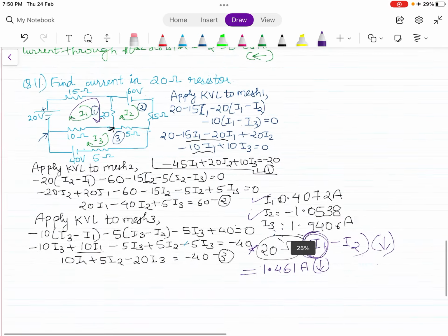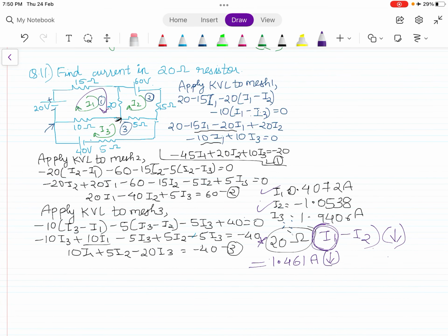So it will be I1 minus I2 in the direction of the larger current. So first we compare: if it is between two meshes, then we consider the current of each individual mesh, and from that we find out which is the greater current, and accordingly we subtract the smaller value from the larger value and give the direction of the larger value. So I1 minus I2 in the direction of I1.